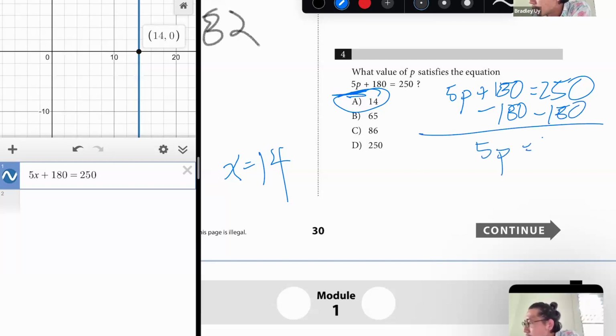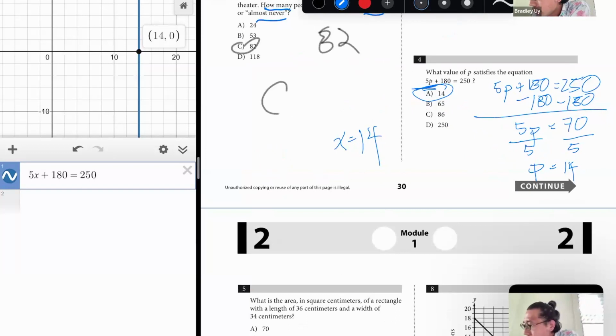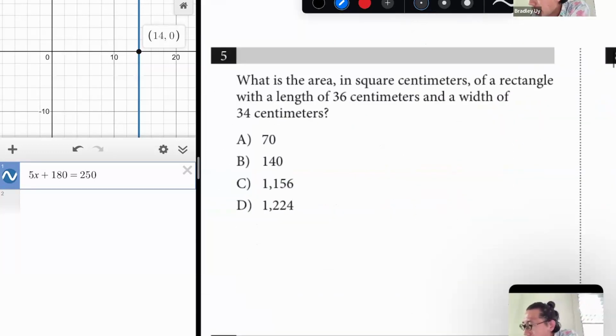We got 5p equals 70, and after you divide by 5, you will get p equals 14, which is the same answer. Good. Next problem.